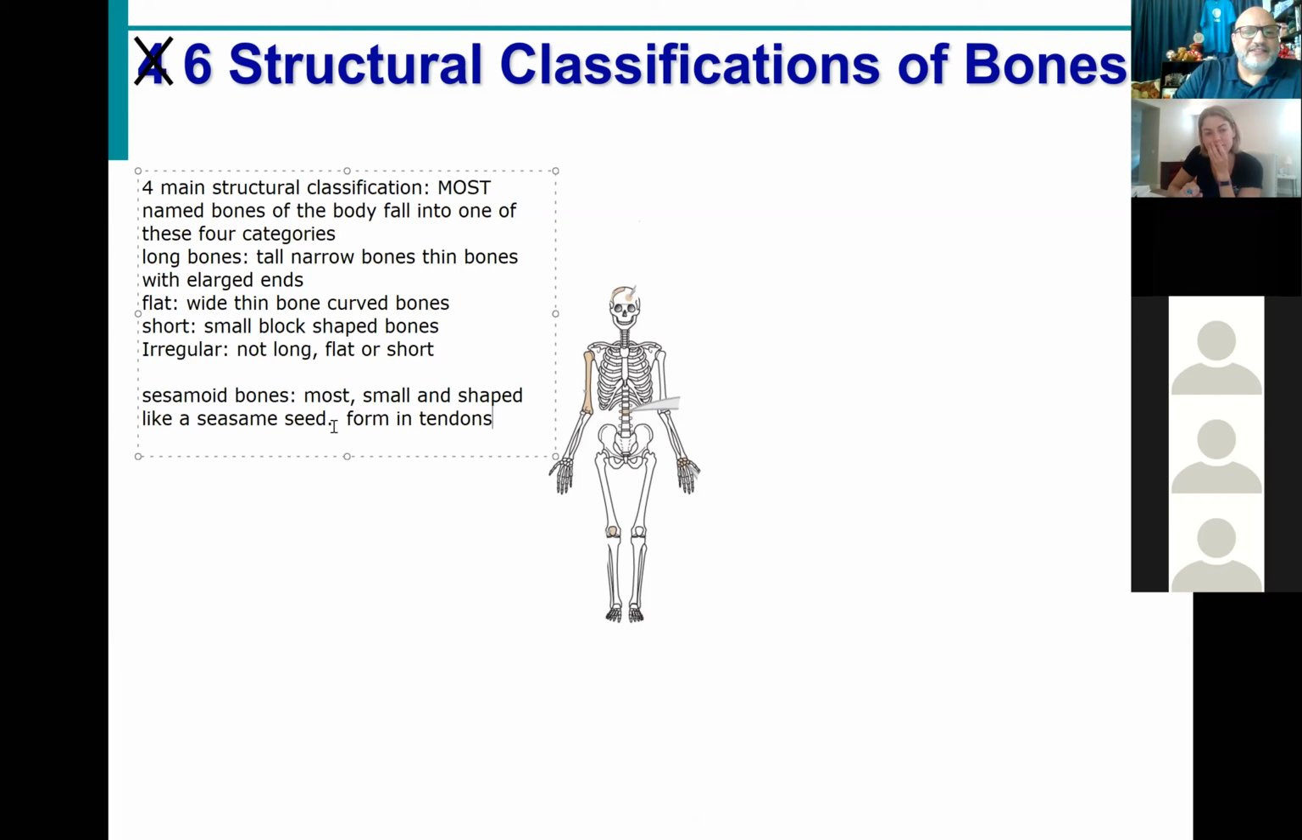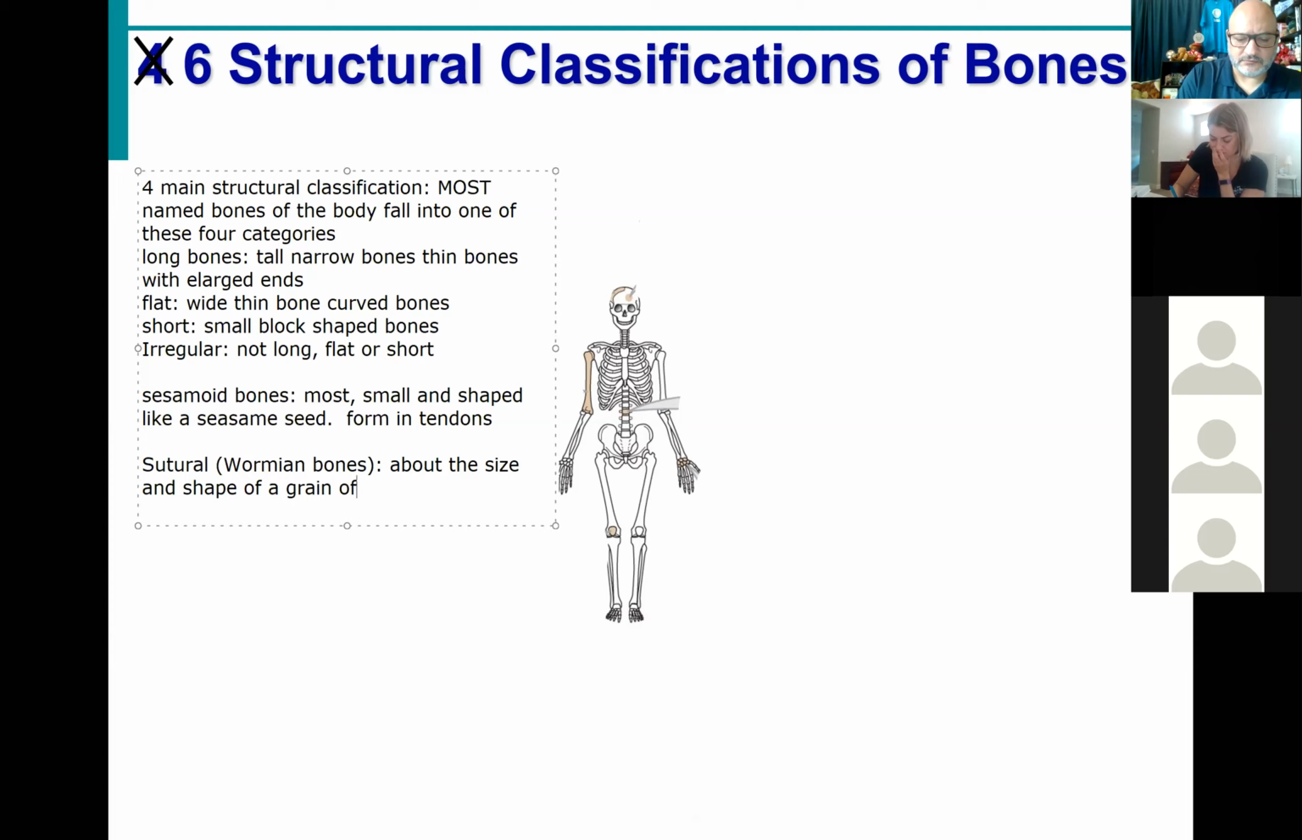So we have those. And what is the last classification? Sutural. Sutural, or what are also known as Wormian bones. Sutural or Wormian bones are typically about the size of a grain of rice. And where do you think we find these sutural bones? The skull. Yeah, these are found in the skull.